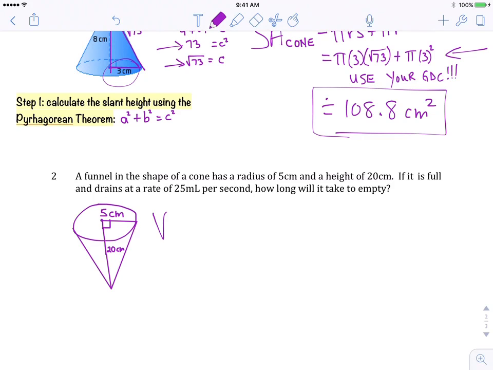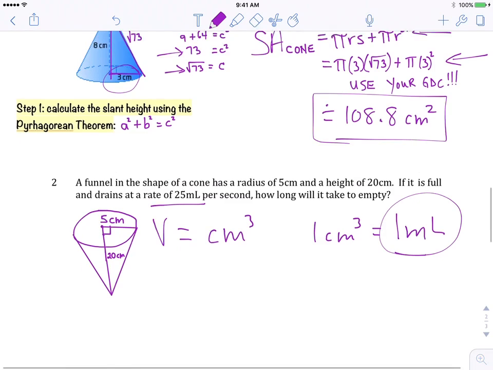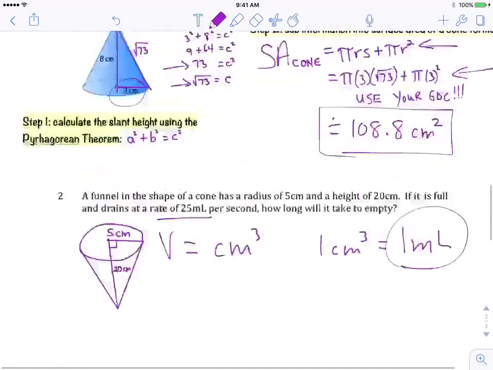Well, if you find the volume, it's going to be cubic centimeters, right? Which you should know 1 cubic centimeter is equal to 1 milliliter. So once you find the volume, you really also found how many milliliters it holds. And then if it drains at 25 milliliters per second, how long will it take ballpark to empty? I'm going to leave that to you. You're going to figure this one out on your own, and we'll check that in class as well. And that's your last question.